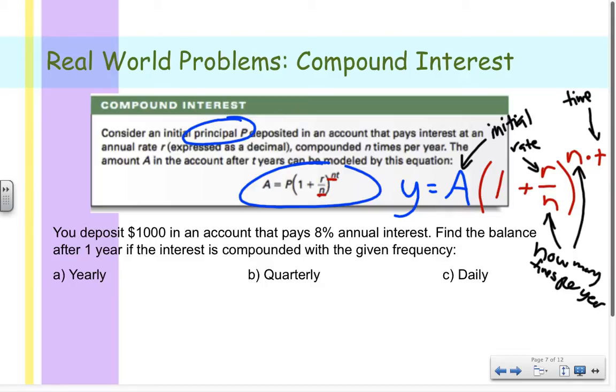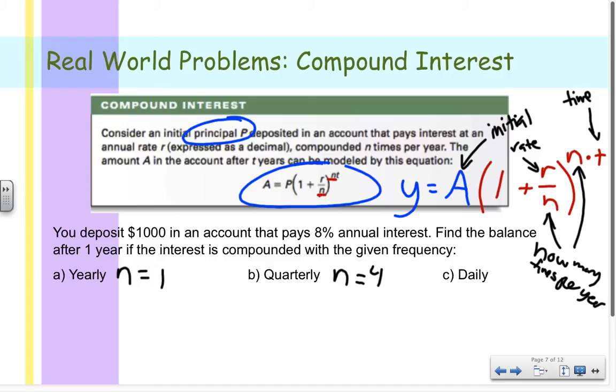So if I look at A, my n value would be 1 because it's compounded yearly. 1 time per year, the 8% interest in this question is added on. Quarterly, if I think about how many times that's going to happen per year, it would be 4. There's 4 quarters in a dollar, 4 quarters in a football game, whatever I think about. I'm going to get that done 4 different times throughout the year.